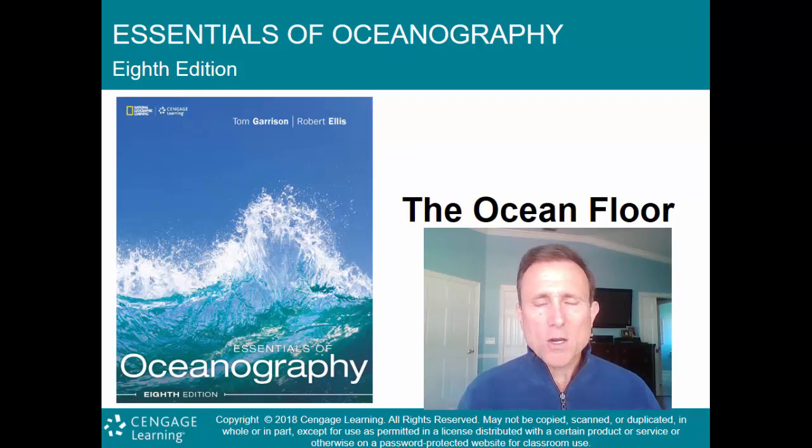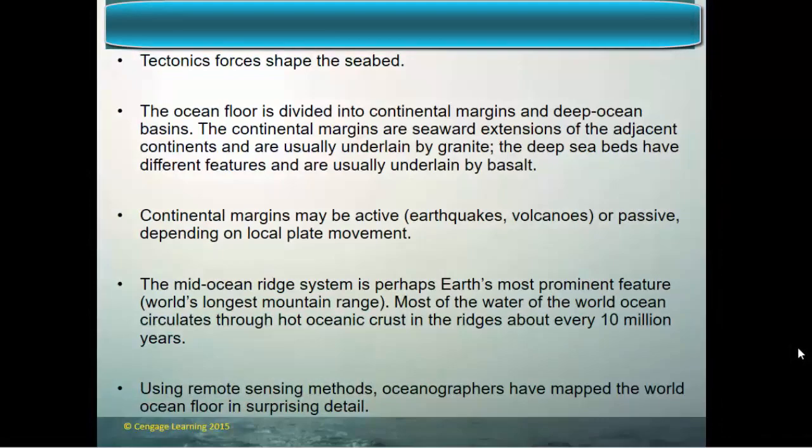So let's start with an overview of the main concepts from this lecture. Number one, tectonics shaped the seabed. We've already mentioned that. Tectonic forces, the unifying theory of plate tectonics, explains the shape of the seabed. The ocean floor is divided into two parts, the continental margins and the deep ocean basins. Those continental margins really are just seaward extensions of the continents, and they usually are granitic. The deep seabeds are completely different features, and they are made up of basalt, a low silica rock. Continental margins can be active with earthquakes and volcanoes, or passive, depending on local plate movement.